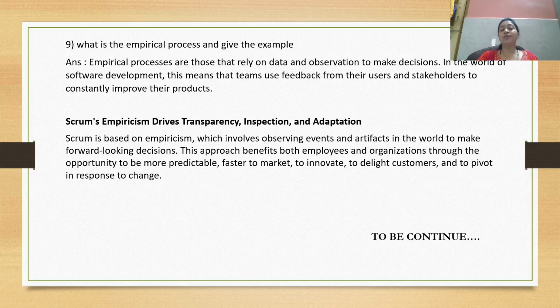So, Scrum is based on empiricism. Three pillars are there, that is transparency, inspection, and adaptation, which involve observing events and artifacts in the real world to make forward-looking decisions. This approach benefits both employees and organizations through the opportunity to be more predictable, faster to market, to innovate, to delight customers, and to pivot in response to change. So all these depend on the feedback.